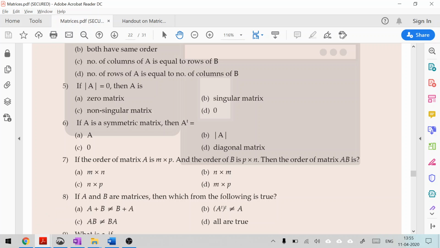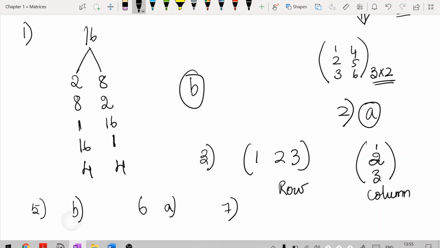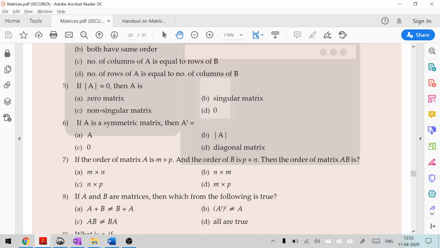Okay. Then coming to the sixth one. If A is a symmetric matrix, then transpose of A is A. A transpose is nothing but A itself. So the answer is option A. Let's go to the seventh question.